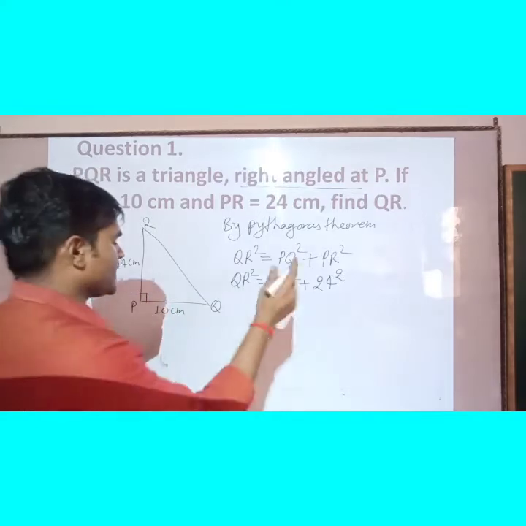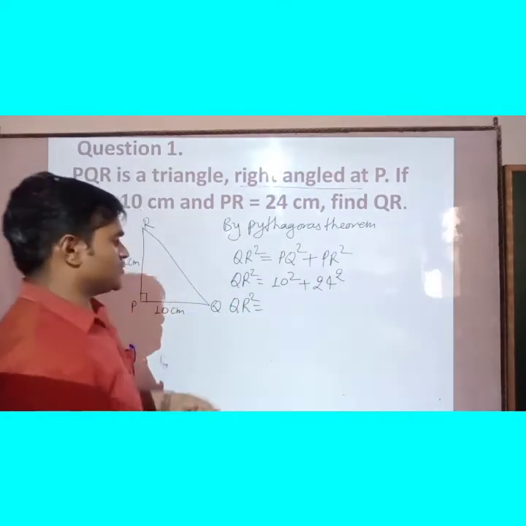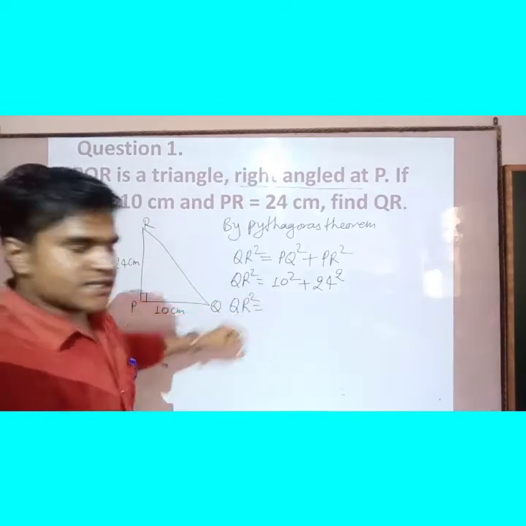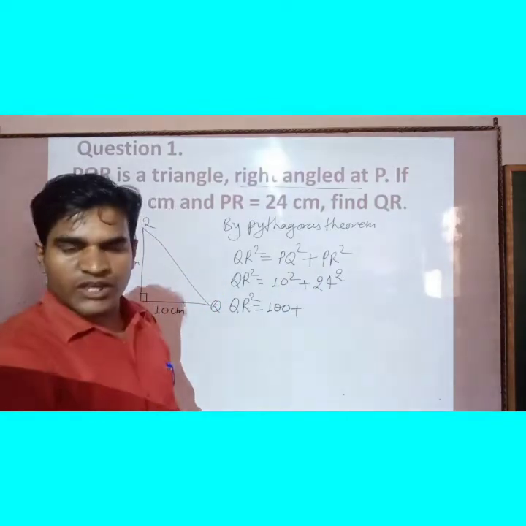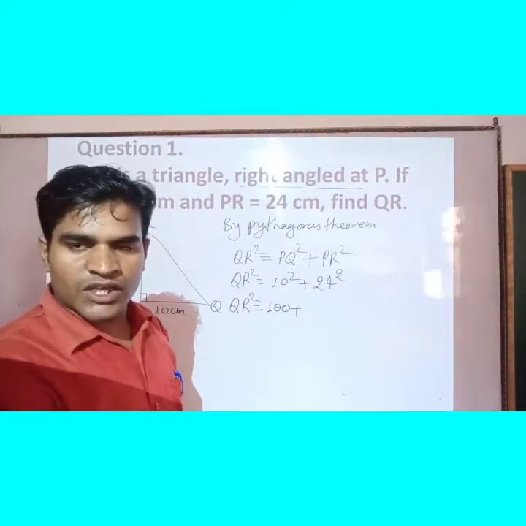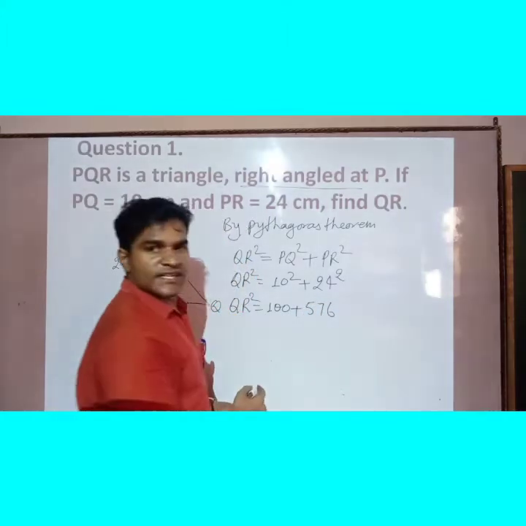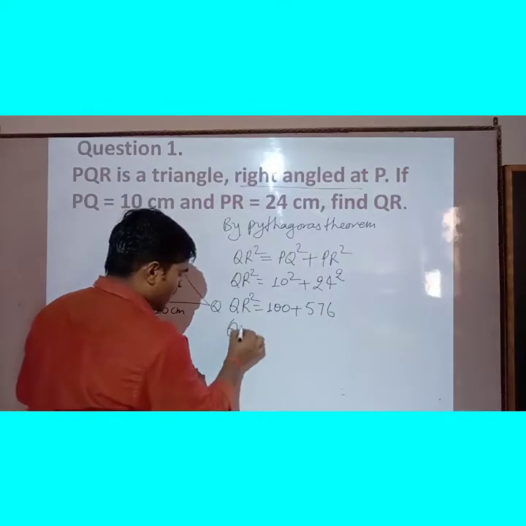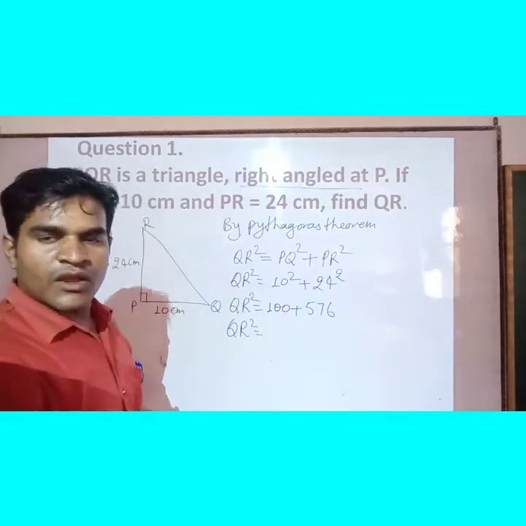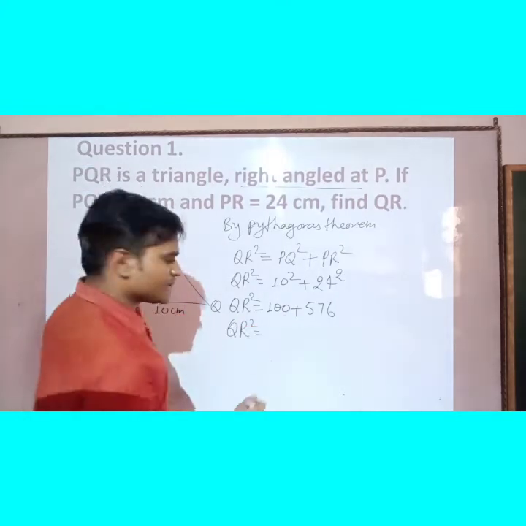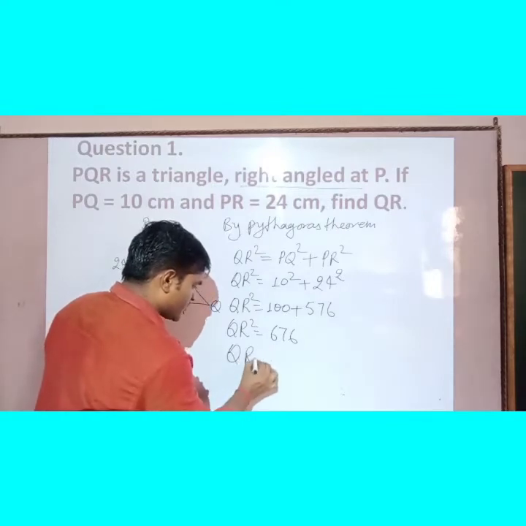Okay children. Now QR square is equal to square of 10, means 10 multiplied by 10, that is 100, plus square of 24 is 24 multiplied by 24, that is 576. Now QR square is equal to 100 plus 576, that is 676.